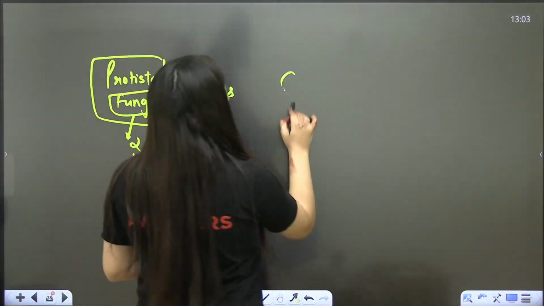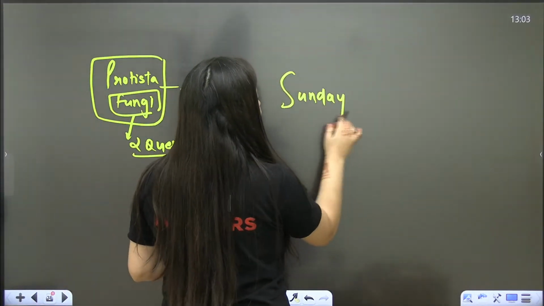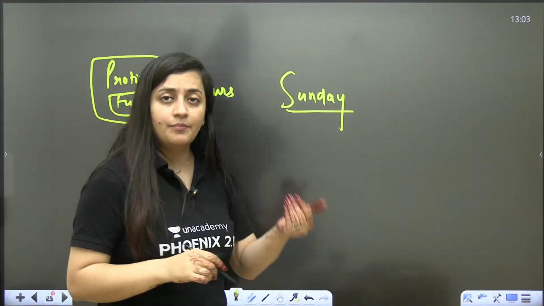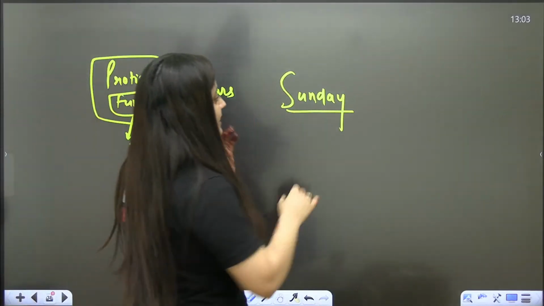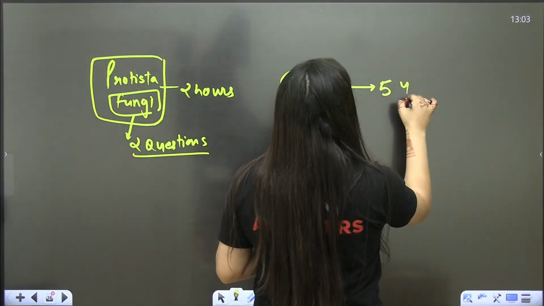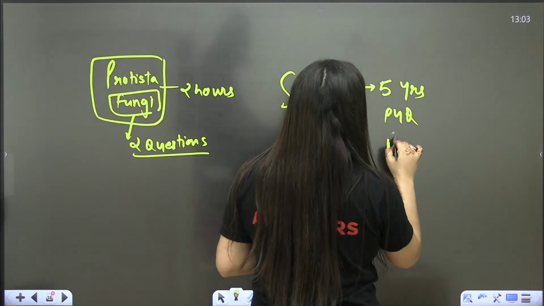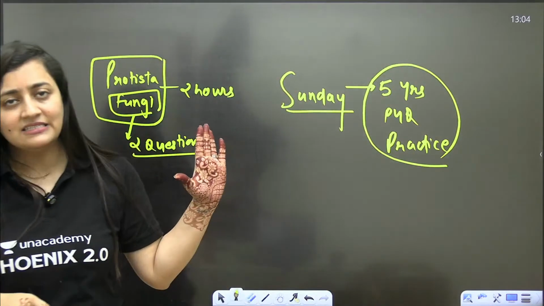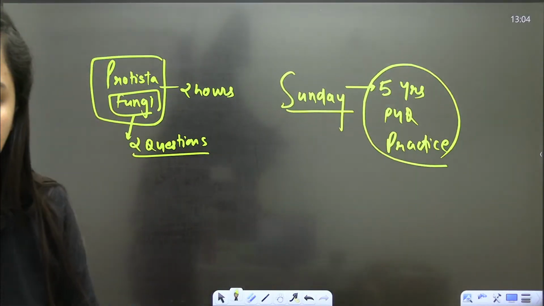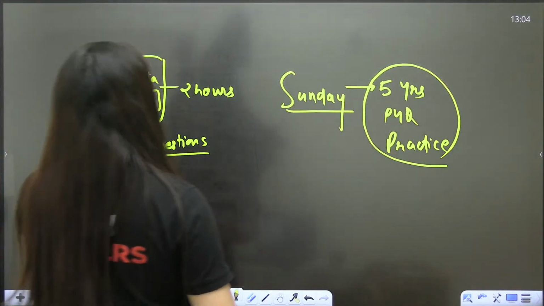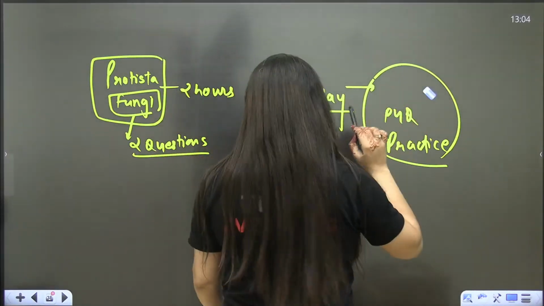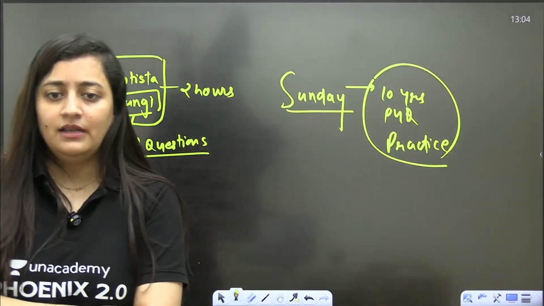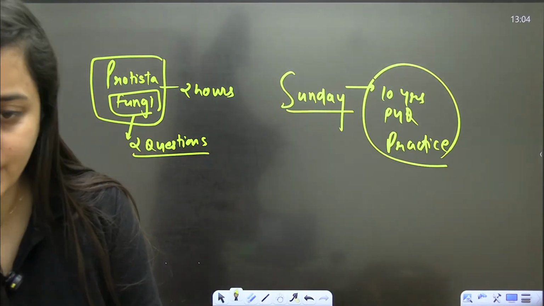And let's keep one session on Sunday, not on Saturday. Still, I'll update you tomorrow. There will be the PYQ practice of this chapter, Biological Classification. We'll practice the last 5 years questions, or 5 to 10 years. Let's keep it 10 years, that will be better. Last 10 years PYQ from the chapter Biological Classification.